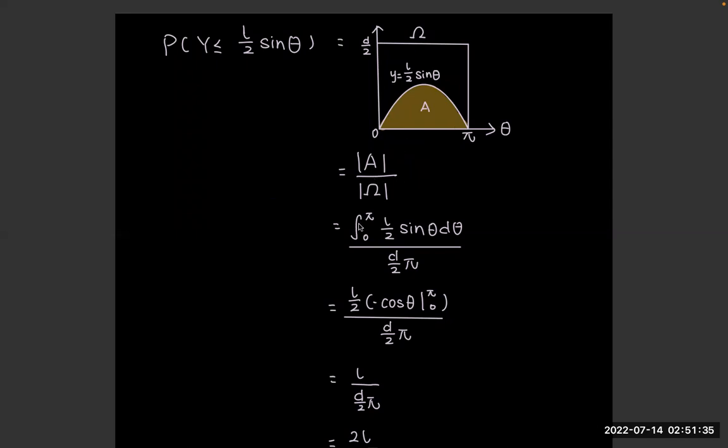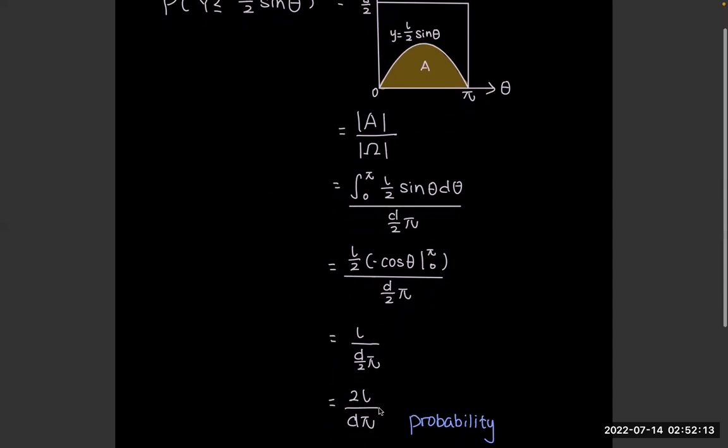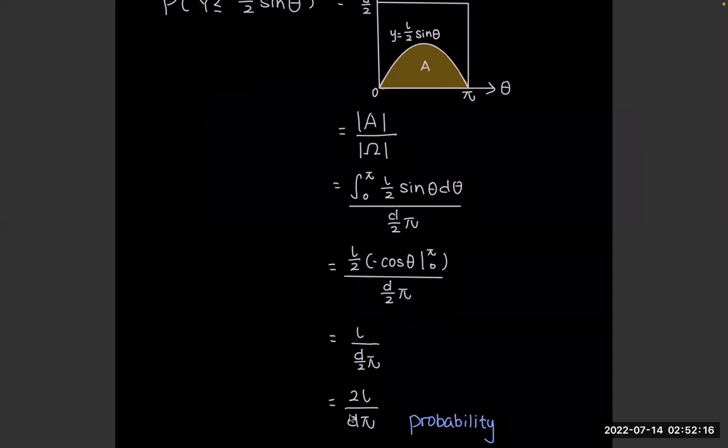And the area of A will be the integral of this curve, L over 2 sine theta d theta, where theta goes from 0 to pi. That will be L over 2 times the indefinite integral of sine theta, which is negative cosine theta, from 0 to pi, divided by d over 2 times pi, which is the area of the rectangle. If you look at the difference, this is 2, because cosine 0 is 1, and cosine pi is negative 1. So you have L divided by d over 2 over pi. So the probability of crossing is 2L over d pi.